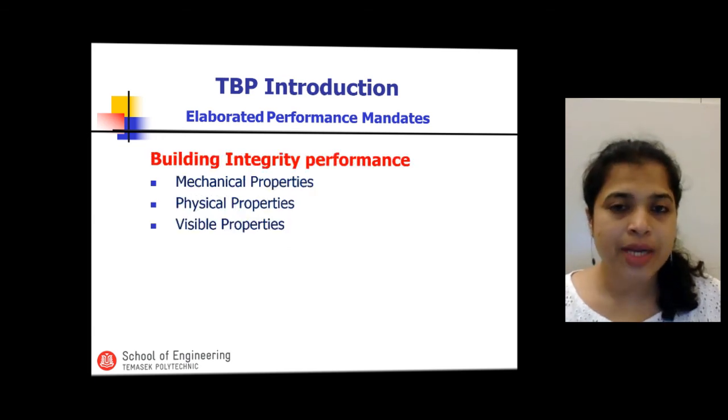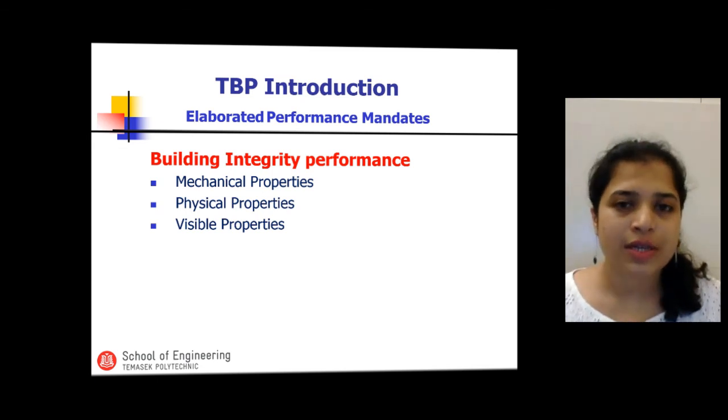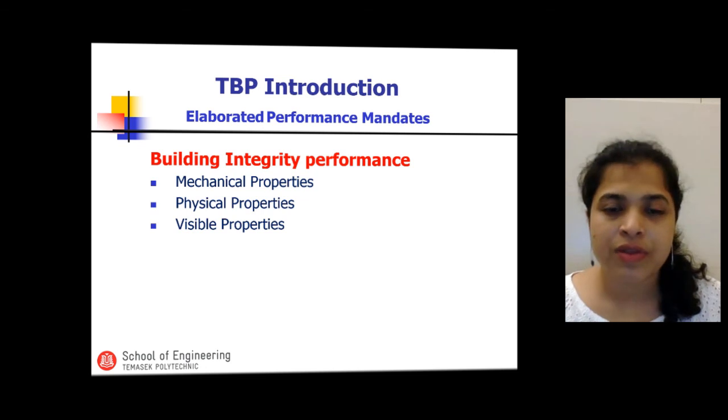The last performance mandate is building integrity performance. The mechanical properties, physical properties, and visible properties of any given space affects the building integrity, right? Now, what is mechanical properties? The structural strength of any building falls under this factor, under this criteria, right? Any air conditioning leakages or water leakages, these are basically the effect of failure of physical properties of that space, right?